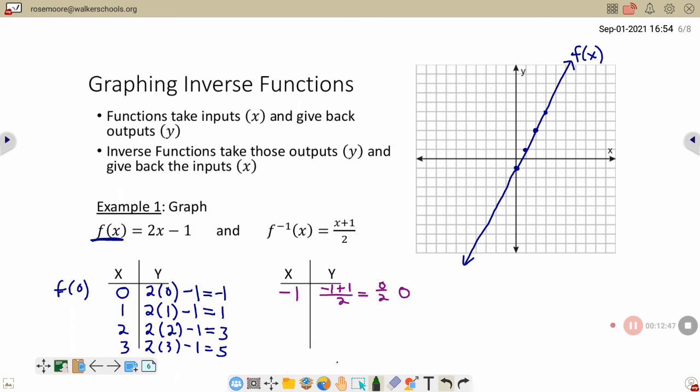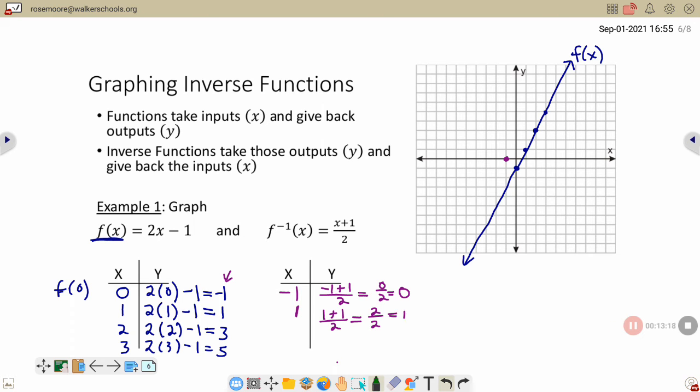So that means my first point I'm working with here is negative 1, 0, which is right here. You'll notice I may have chosen this negative 1. Okay, so the next thing I'm going to plug in is 1. I'm using my outputs of my previous function for the inputs of my new one. So if I plug in 1, I'll have 1 plus 1 over 2. What's 1 plus 1? Oh, that's 2.